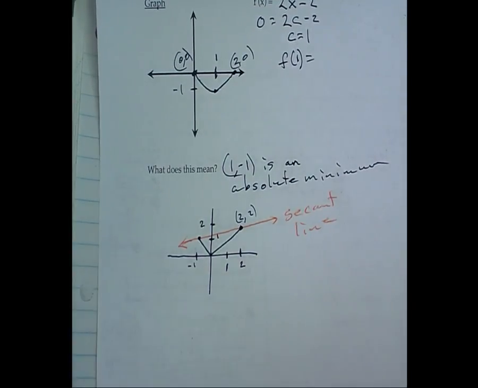Okay, so on the AP exam, they give you 2 points and they ask you what is the slope of the secant line, or they ask you for the average rate or something like that, okay? And then they ask you this. Explain why MVT does not work in this problem. Now, what do they mean by that?